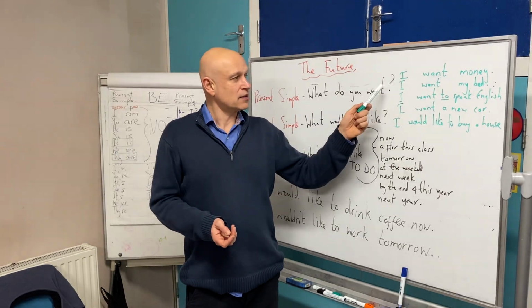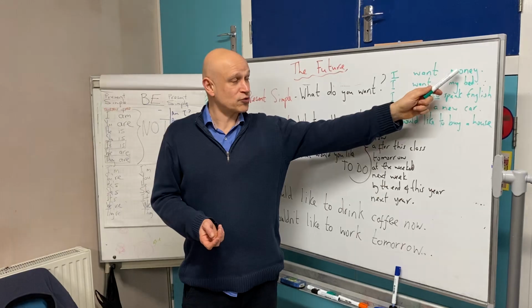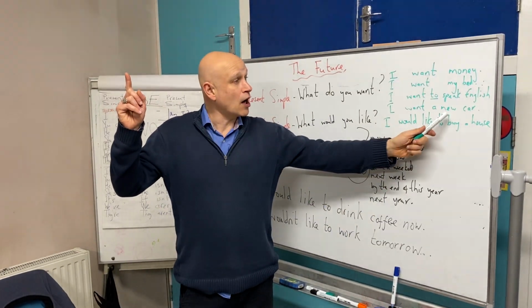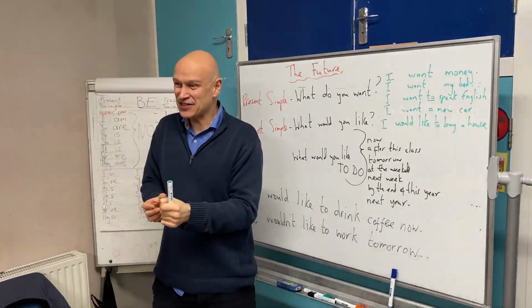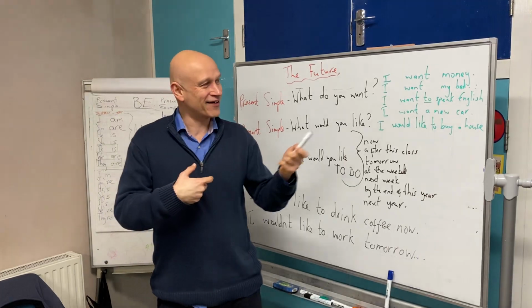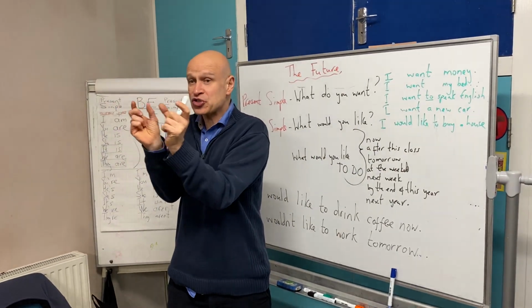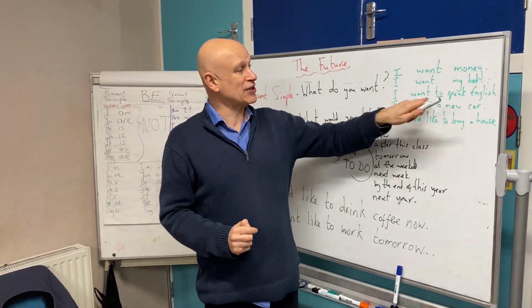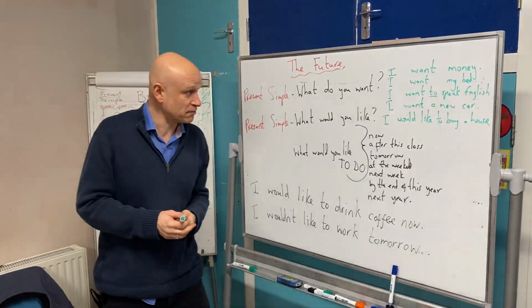I want money. I want a new car. So you could have just, I want money. I want a new car, with one thing: if it's countable. I want my bed, because you don't have to always say I want a bed. You can say I want my bed. I like that. Now, if you connect two verbs together, you need to use the word to in the middle. I want to speak English is a good example.